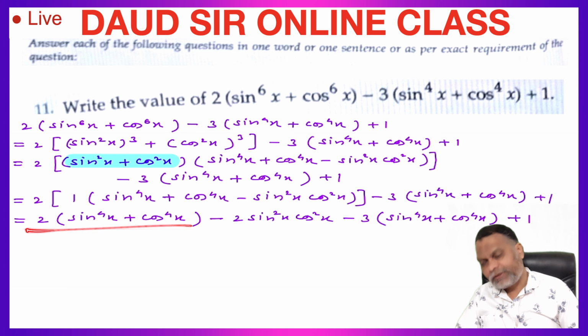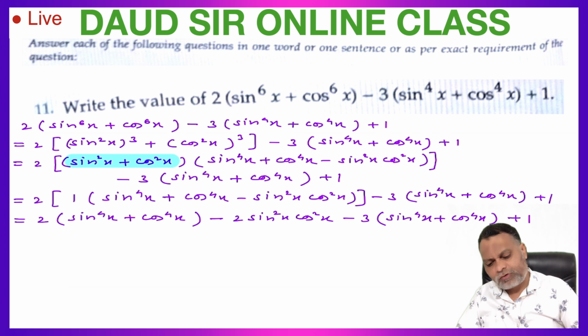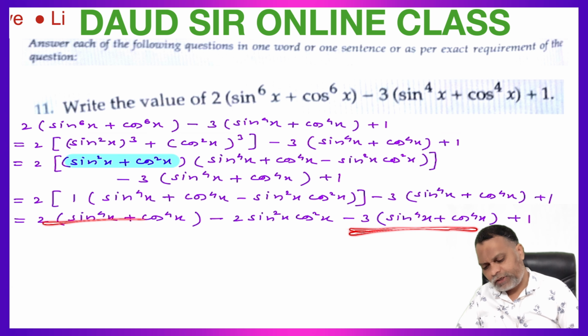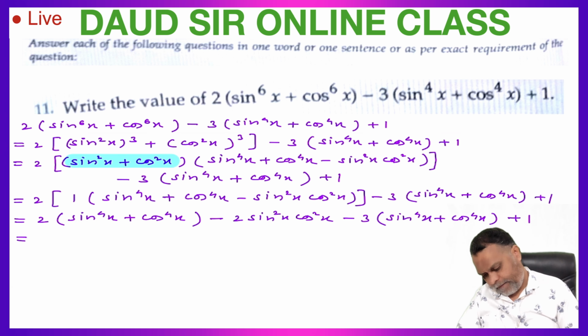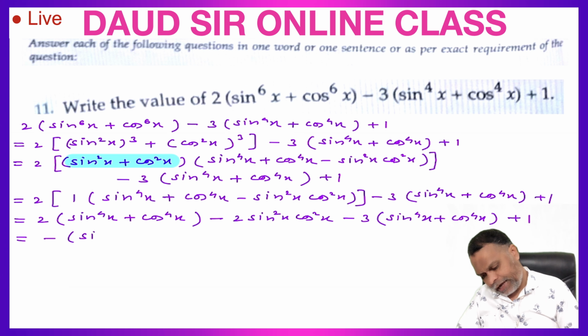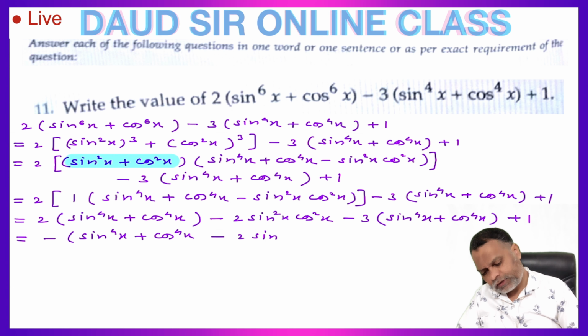This is 2 times (sin raised to the power 4x plus cos raised to the power 4x) and this is minus 3 times (sin raised to the power 4x plus cos raised to the power 4x). So we can combine both. So this is minus (sin raised to the power 4x plus cos raised to the power 4x), and this minus 2 sin square x cos square x as it is, and this plus 1 as it is.